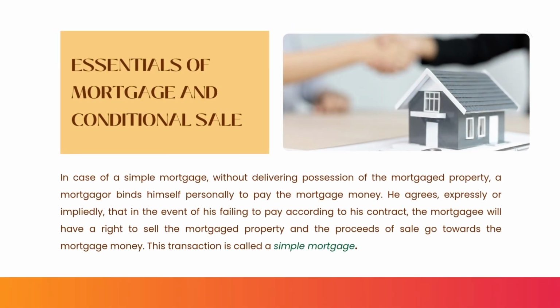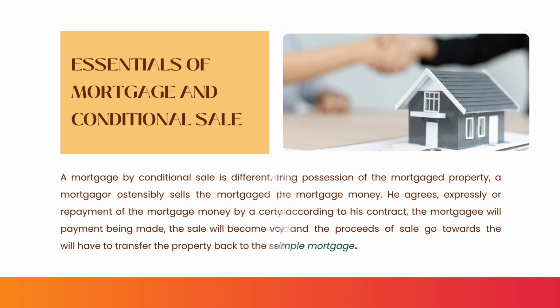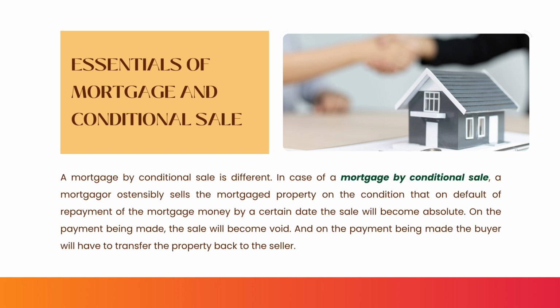Essentials of mortgage and conditional sale. In case of a simple mortgage, without delivering possession of the mortgage property, a mortgagor binds himself personally to pay the mortgage money. He agrees expressly or impliedly that in the event of his failing to pay according to his contract, the mortgagee will have a right to sell the mortgage property, and the proceeds of sale go towards the mortgage money. This transaction is called a simple mortgage. A mortgage by conditional sale is different.